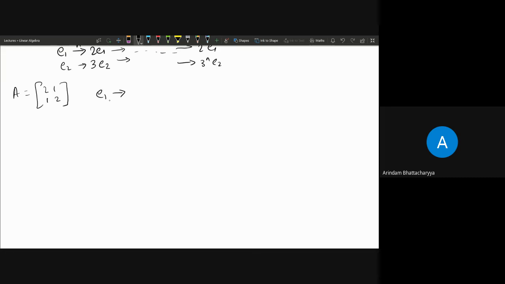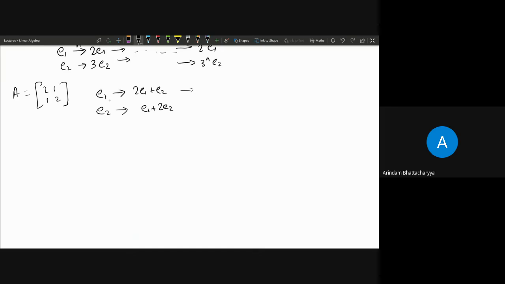E1, where does E1 go to? Someone? 2E1 plus E2. And E2 goes to E1 plus 2E2. And this is sort of hard to tell what it looks like after n applications.